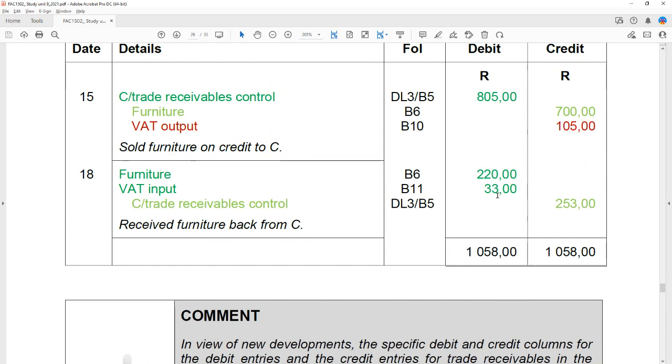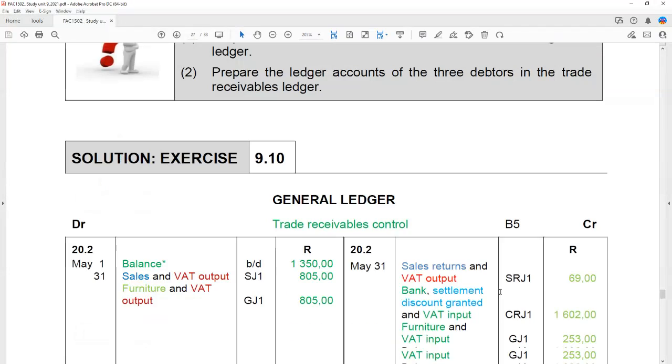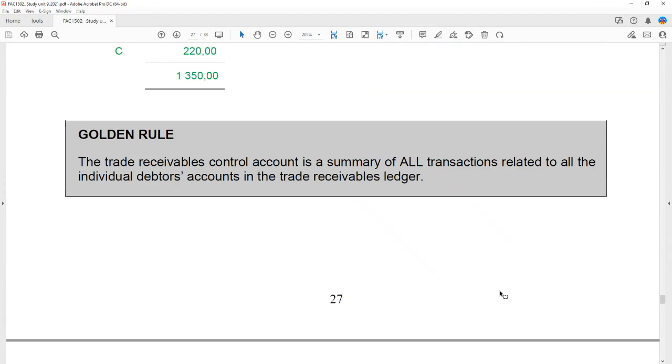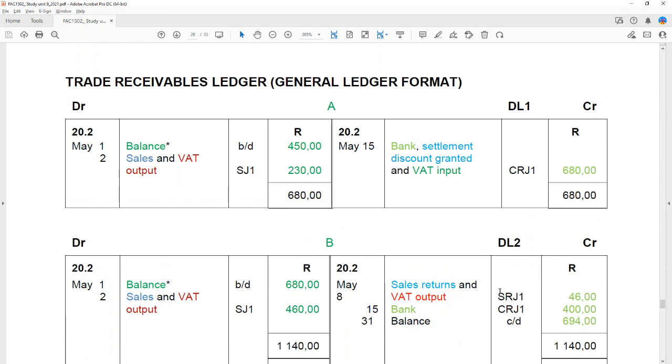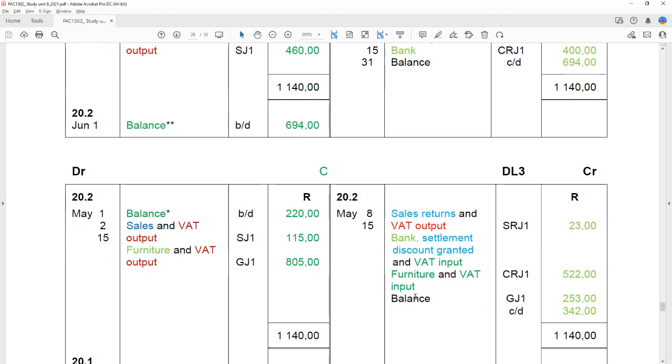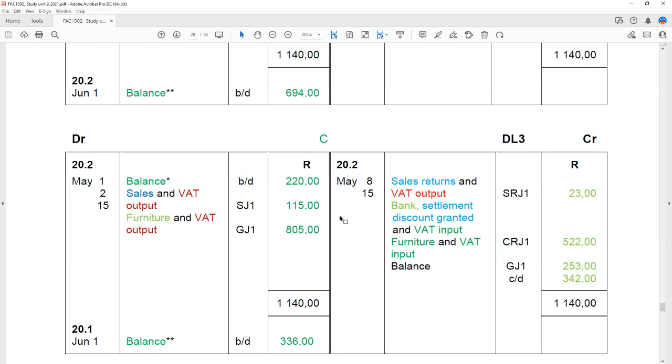253 Rand. So debtor C, that will decrease the amount that he owes us. That must go to the credit side. So furniture and VAT input from the general journal is 253 Rand. So again, then we know that we have recorded all the transactions for the month.